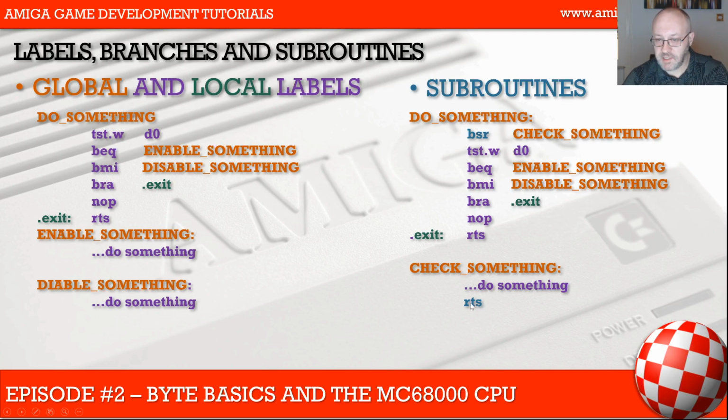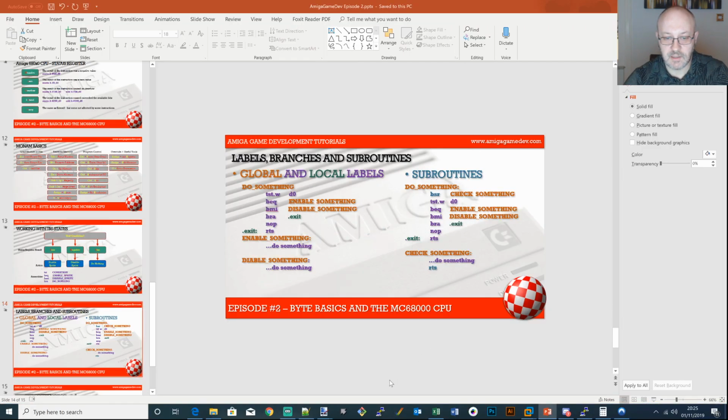And then this RTS here causes it to come back to the next instruction, which is this test.word size of D0. Then if the value of that was equal to 0, or set the 0 flag, enable something, disable something, branch to the local label exit, and come back. Pretty straightforward. Okay, so we're going to check that out and run quickly through that.